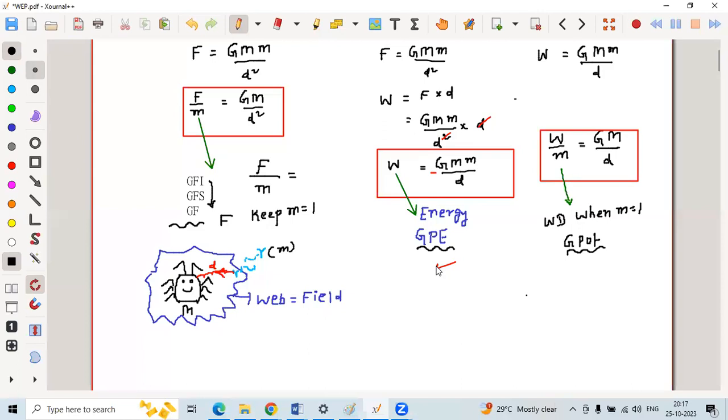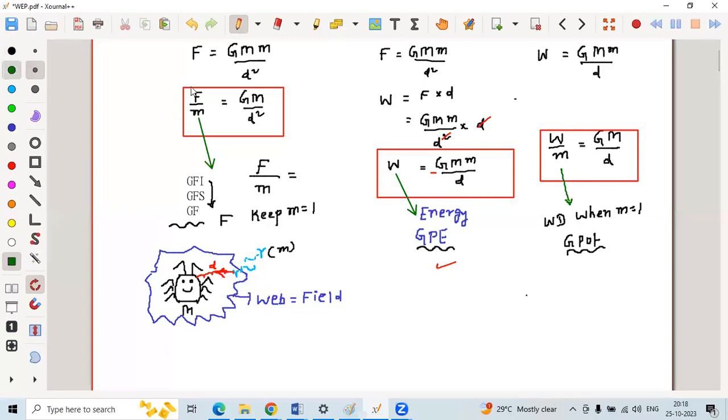When you're doing work done on 1 kg mass, that's called potential. What am I going to do with that? I can find the work done on the total mass, the potential energy. So work done on the total mosquito is gravitational potential energy, and work done on 1 kg mosquito is potential.